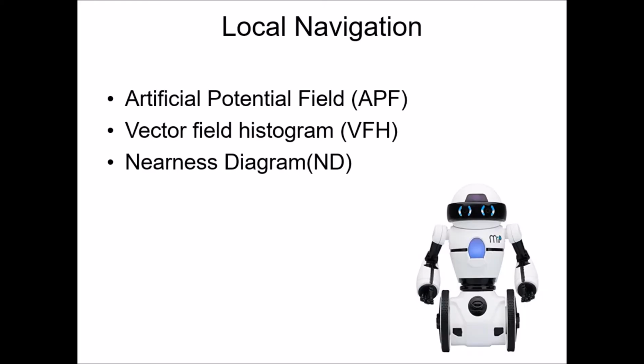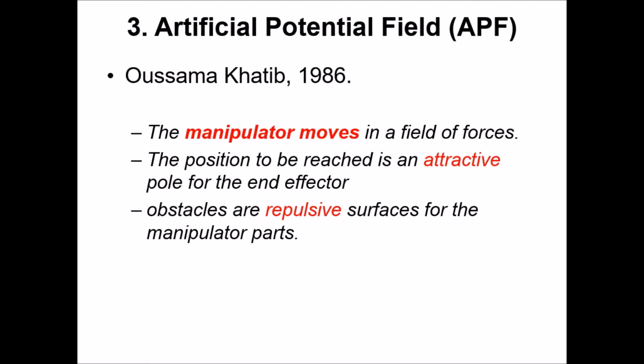For this lecture, I will focus more on the local navigation, where I will cover 3 main algorithms. The first one is the artificial potential field. The second one is the vector field histogram, which is actually an improvement on the artificial potential field. And finally the Nearness diagram, which introduces some improvement based on the vector field histogram algorithm.